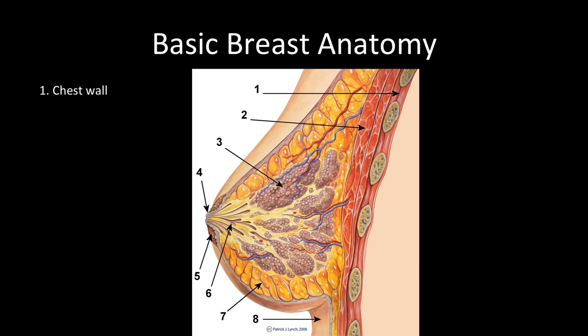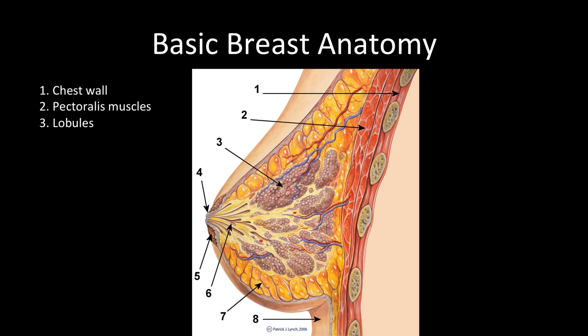Number one, we'll start with the chest wall. We also see the cross-sectional appearance of the ribs. Number two labels the pectoralis major, which is one of two pectoralis muscles, namely pectoralis major and pectoralis minor.